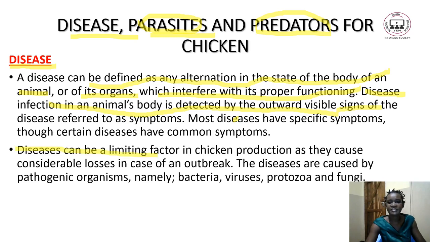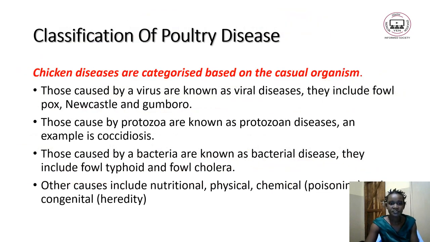So diseases can be a limiting factor in chicken production, as they cause considerable losses in case of an outbreak. And most of the times, diseases are caused by pathogenic organisms. Good examples of these pathogenic organisms are bacteria, viruses, protozoa, and fungi. Therefore, we can classify the diseases of chicken or poultry in several categories.